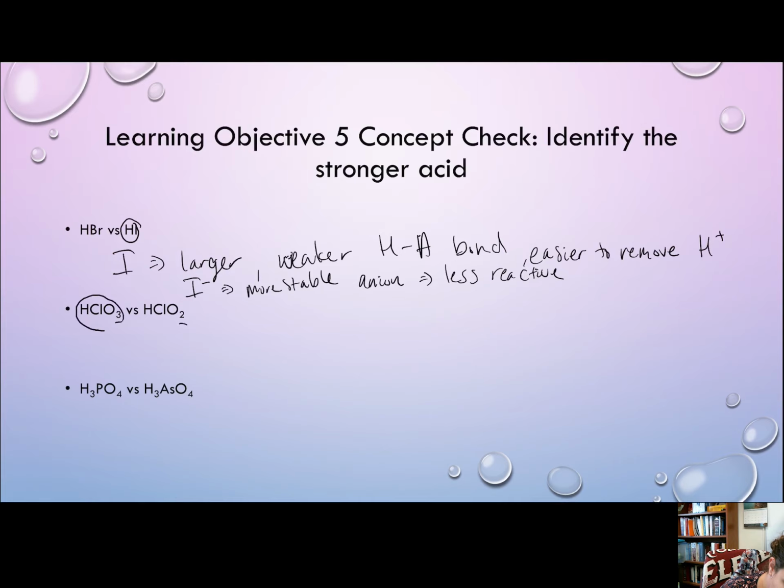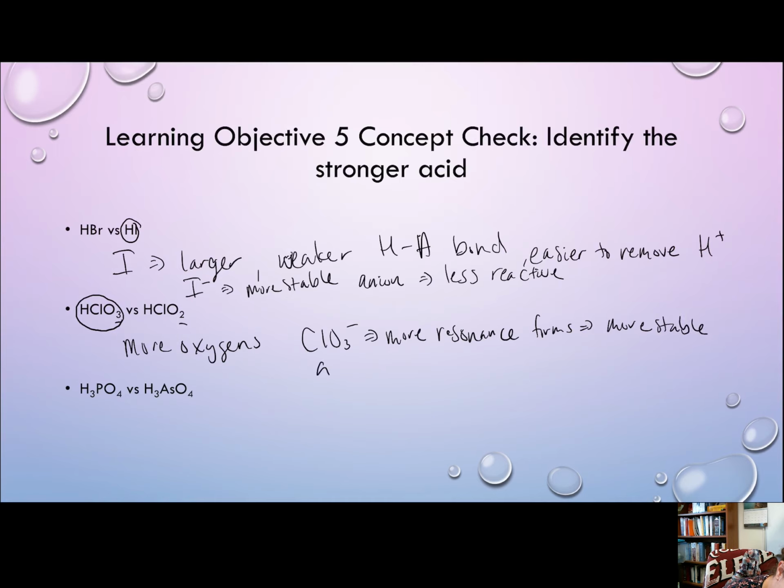If we're looking at HClO3 versus HClO2, this one has 3 oxygens, this one has 2 oxygens, so this would be the stronger acid. Has more oxygens, so we're pulling more electron density away from our oxygen-hydrogen bond, and it also has greater resonance. So our conjugate base has more resonance forms because it has a greater number of oxygens, so it would be a more stable anion, which means it'll be less reactive, which means less basic.